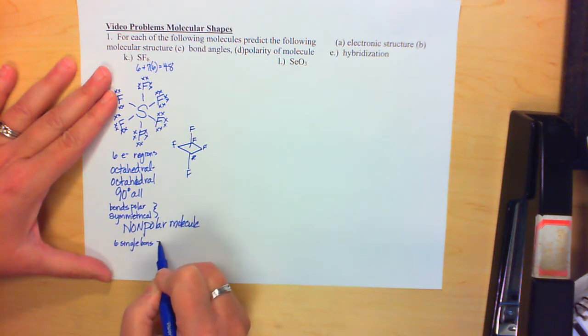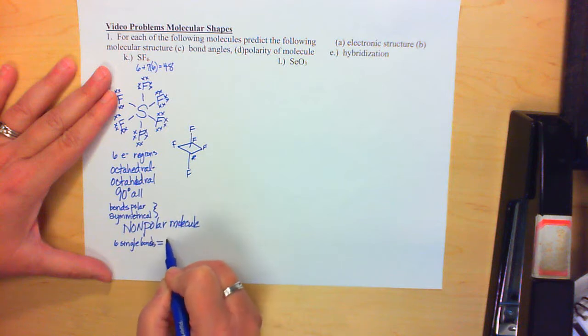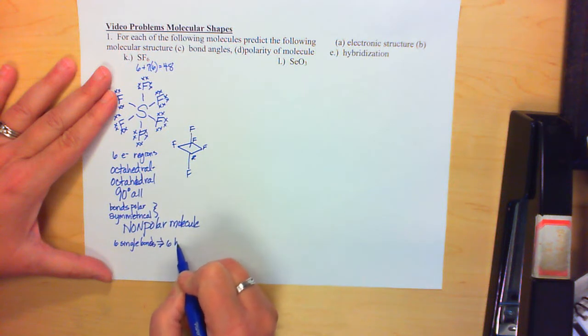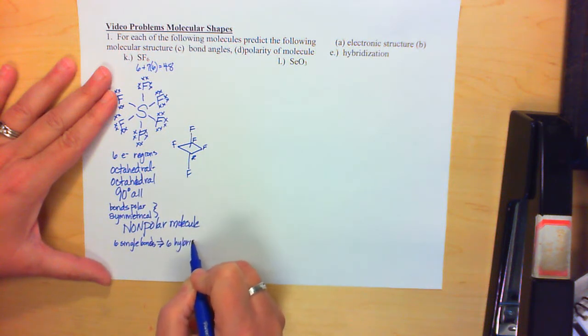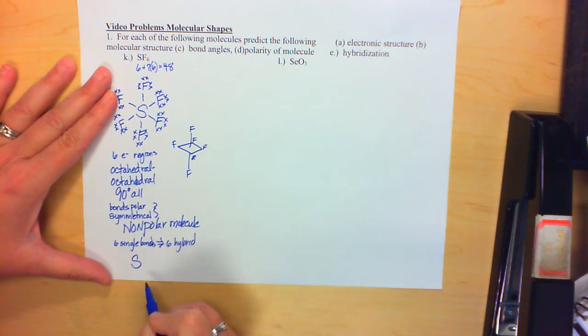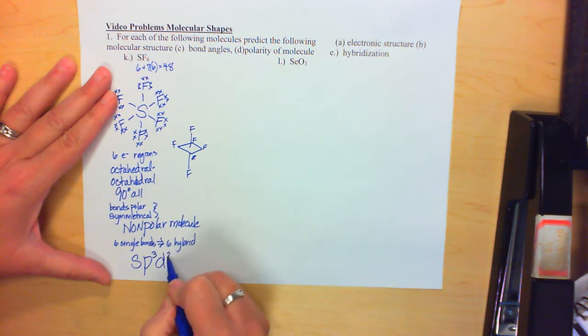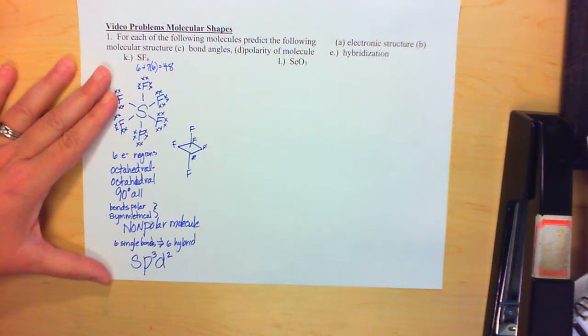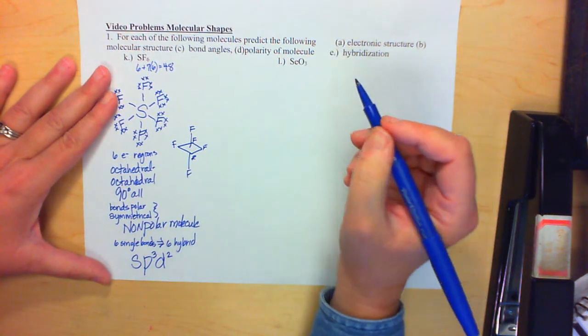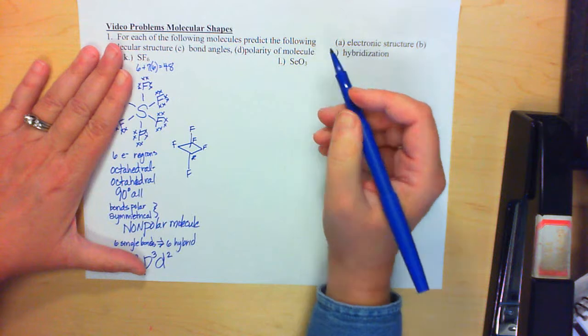Alright, then hybridization, we have 6 single bonds. So we need 6 hybrids. So we start with an S, we only have one of those. 3 P's, we're up to 4, and we need 2 D's. So sp3d2. Okay?